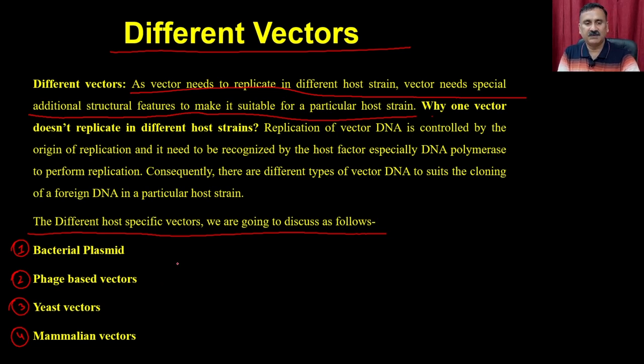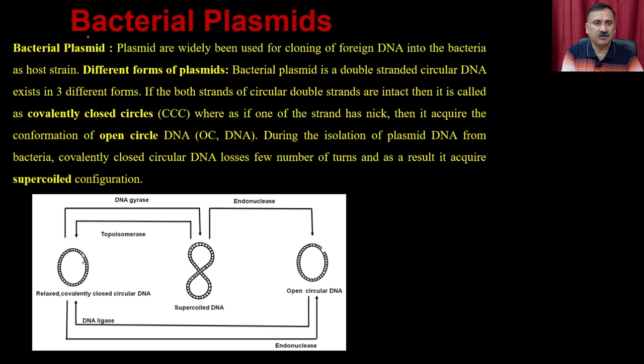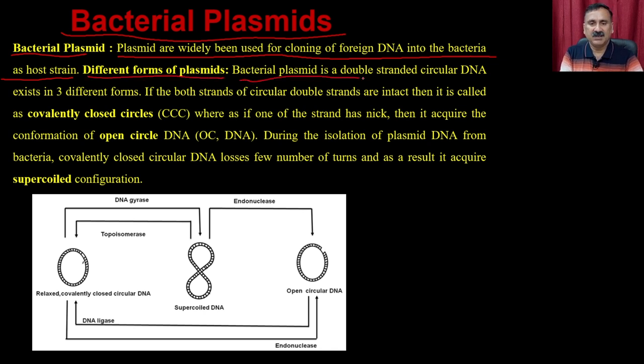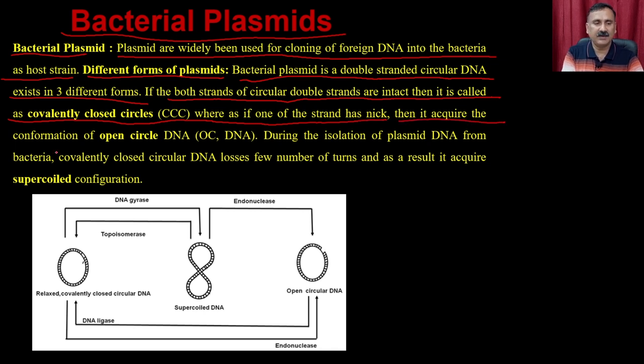So let's talk first about the bacterial vector, or bacterial plasmid. Bacterial plasmids are widely used for cloning of foreign DNA into bacteria as a host strain. Different forms of the plasmid: a bacterial plasmid is a double-stranded circular DNA that exists in three different forms. If both the strands of the circular DNA are intact, then it is called a covalently closed circle. Whereas if one of the strands has a nick, then it acquires the conformation of open circle DNA.